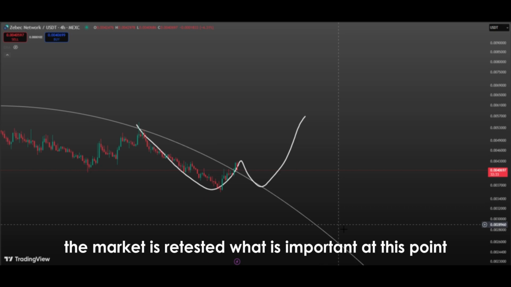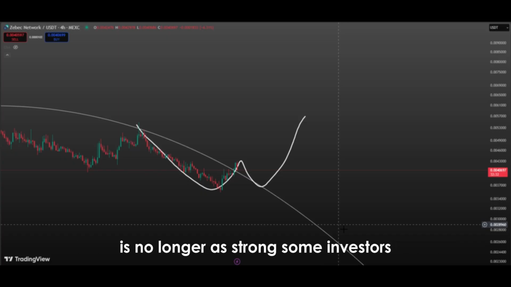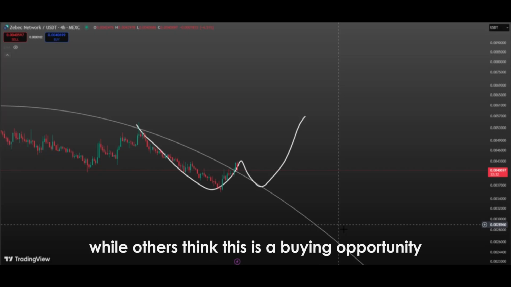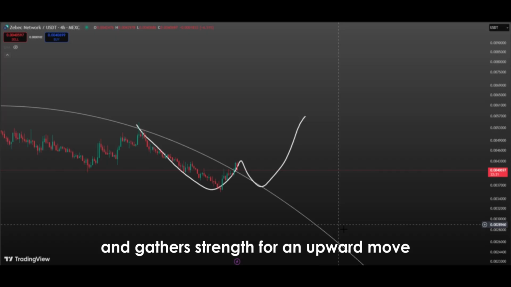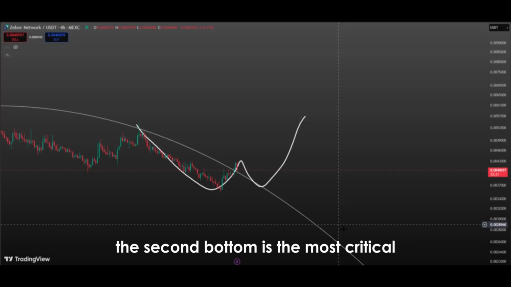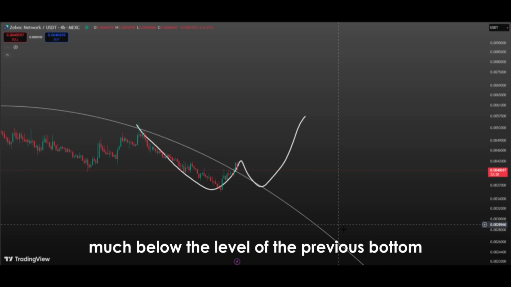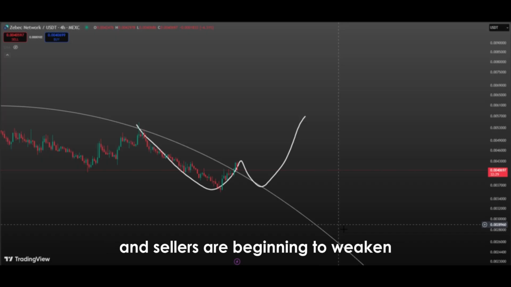What is important at this point is that the selling pressure during the second bottom is no longer as strong. Some investors, when the second bottom forms, think, "I won't sell any further," while others think, "This is a buying opportunity," and start buying. Thus, the price stabilizes at the second bottom and gathers strength for an upward move. The second bottom is the most critical stage of the formation, because this is where it is determined whether the trend will reverse. If the price does not fall much below the level of the previous bottom, it shows that buyers are gaining strength and sellers are beginning to weaken.